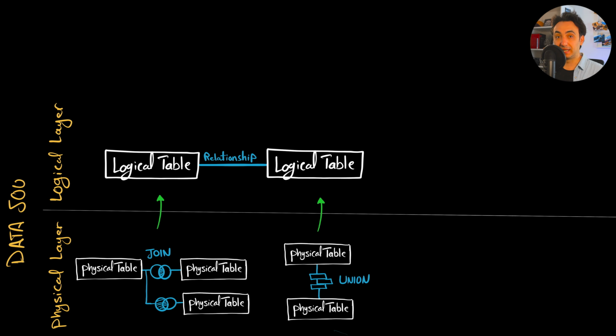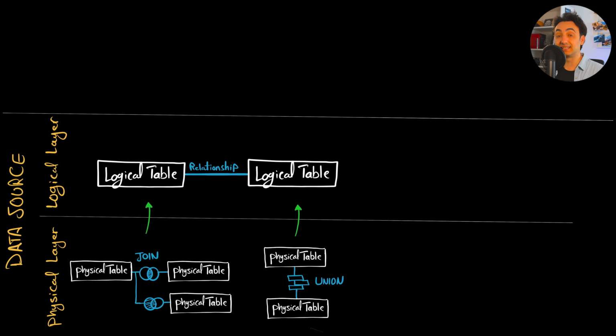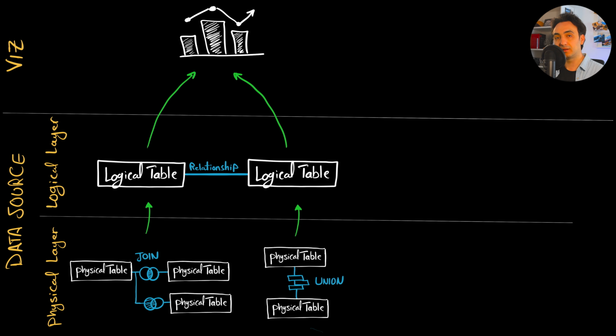And now back to those two layers, both the physical layer and the logical layer: we can find them inside the Tableau data source. And as you know, on top of the data source we have our visualizations, and you can see in this example only the tables from the logical layer, and you can start building your visualizations using the data available from the logical layer.